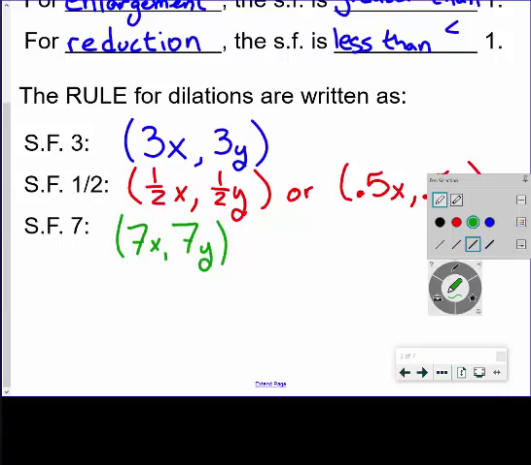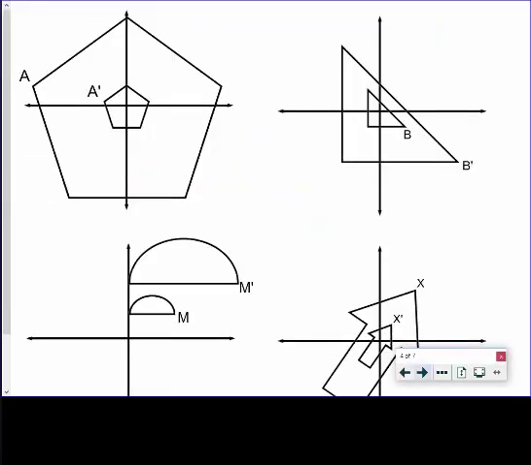Okay, so I keep getting asked, do I have to write the parentheses? Yes, guys, these parentheses tell you that this is an ordered pair. They're important. So from each one, you're given a pre-image and an image. Which one is the pre-image? The pre-image is the original. So on this one, how do you know which one's the original? It doesn't have that little prime mark, right?